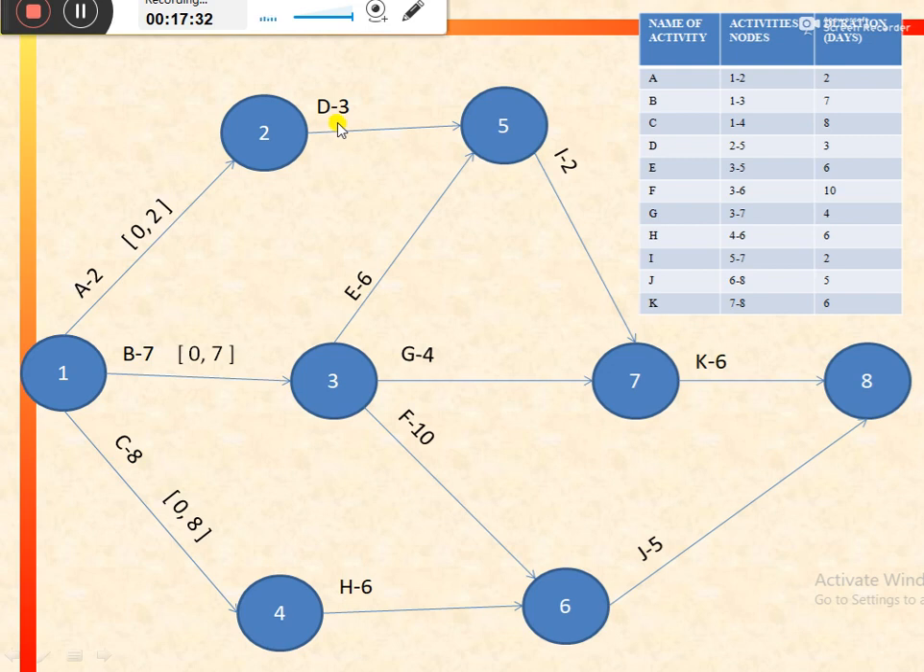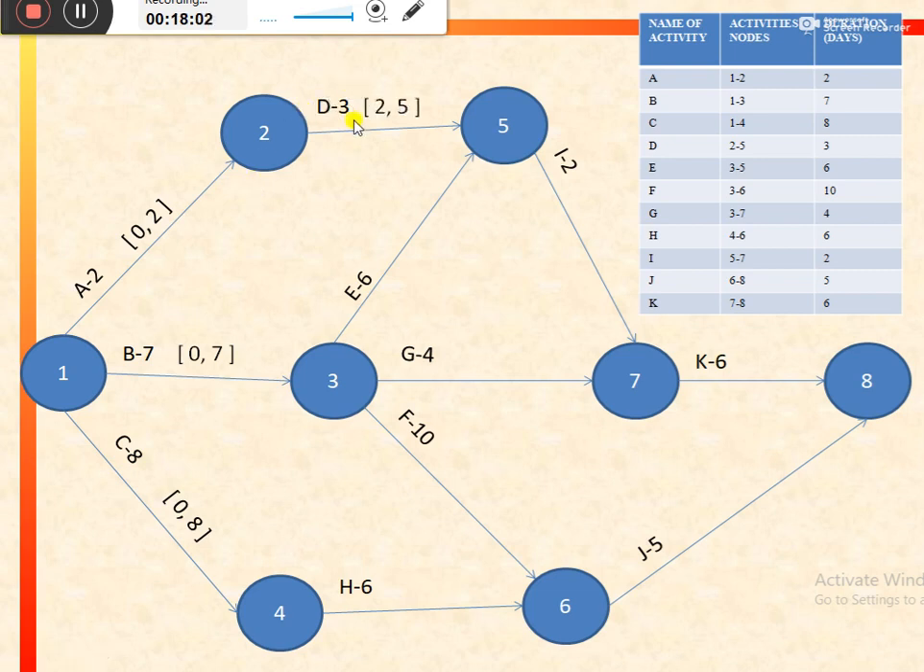So for activity D, the earliest start would be equal to the earliest finish of the preceding or former activity, that is activity A. So activity A is the former activity for activity D. So the earliest start for activity D would be equal to the earliest finish for activity A, that is equal to 2.